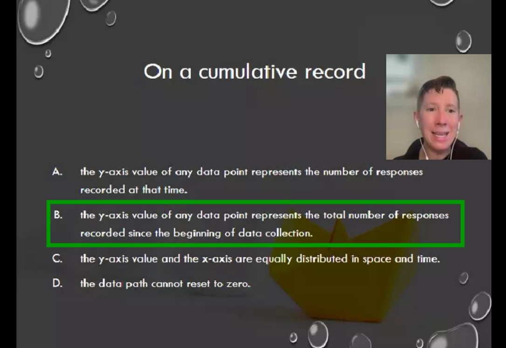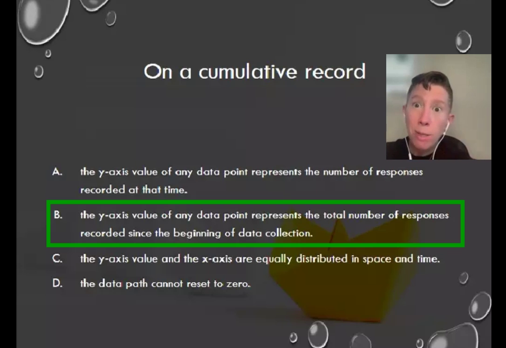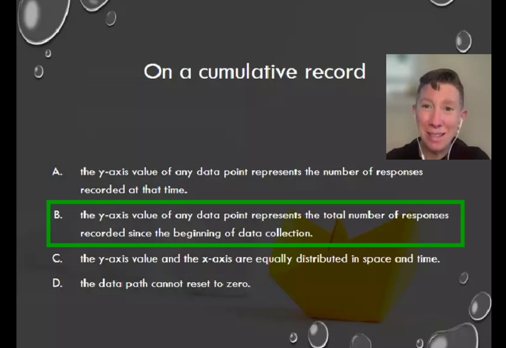So A, I think, is easy to say no to, because the y-axis value of any data point represents the number of responses recorded at that time. It's literally called cumulative record. It is cumulative by nature. So it's not going to be at that time. And then C, the y-axis value and x-axis value are equally distributed in space and time. That's just not true of a cumulative record. Oftentimes you will have a much shorter y-axis than x-axis.